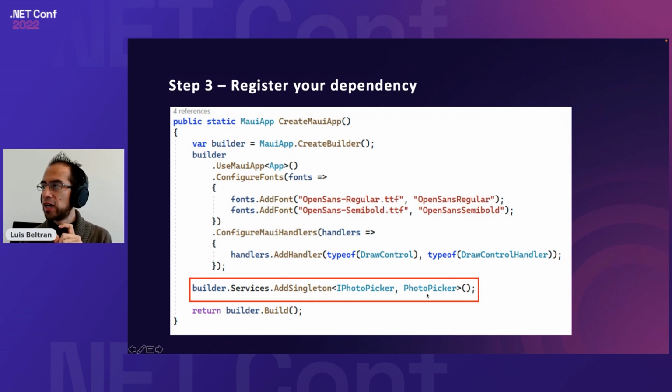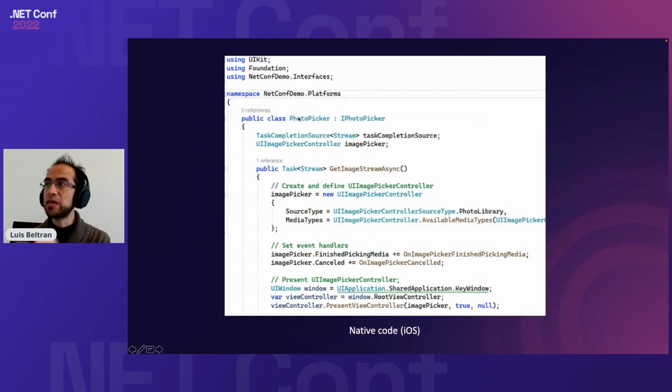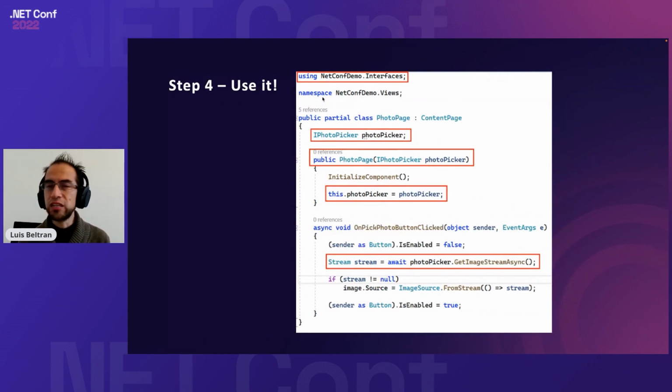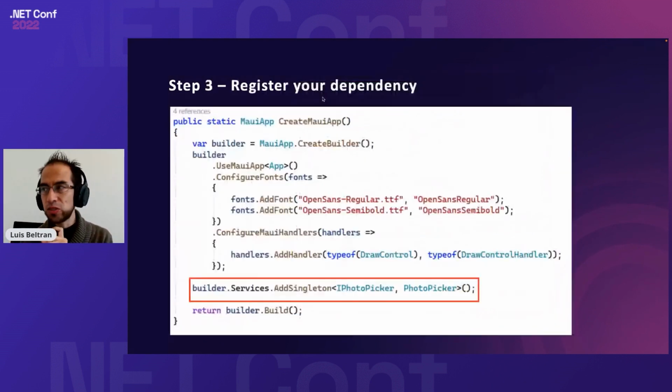Since we are using the same class name, that is PhotoPicker, and the same namespace, it is very simple. Everything is reduced to just add this using, for example, netconf demo.platforms, and that will be all. And of course, then you can use it. But please notice the following.